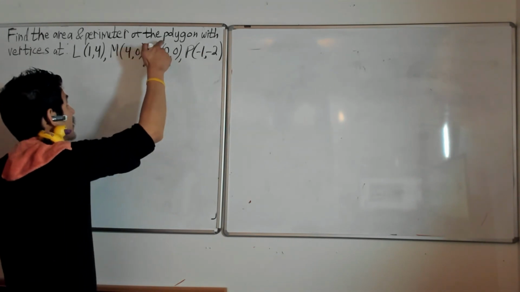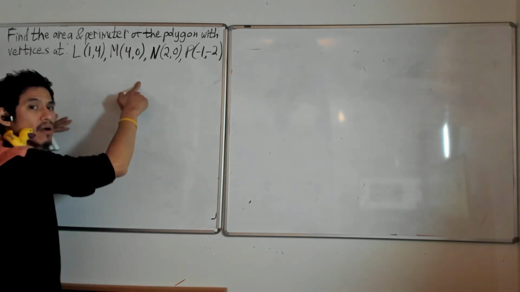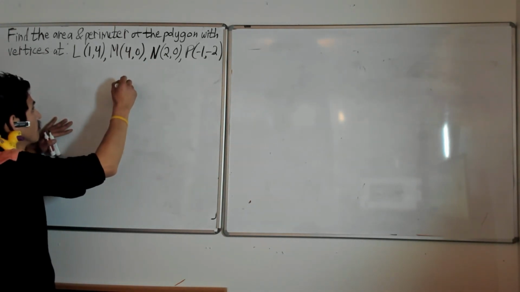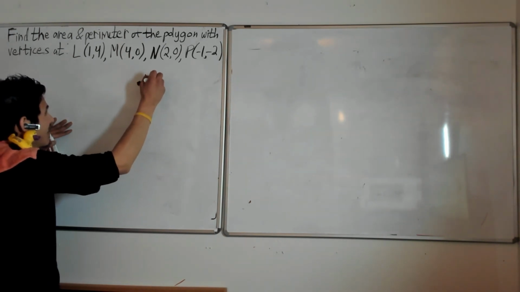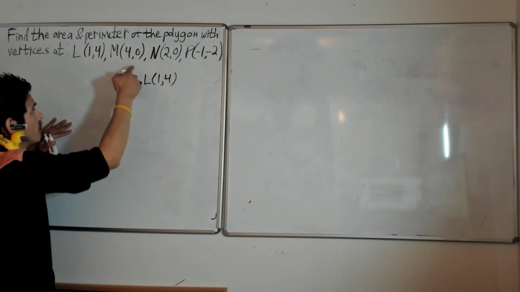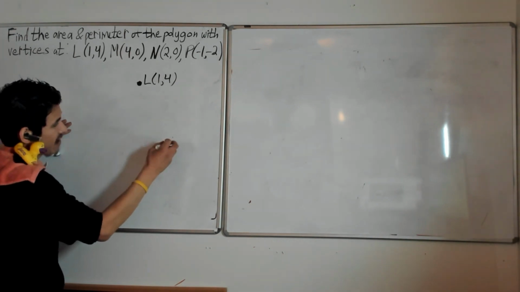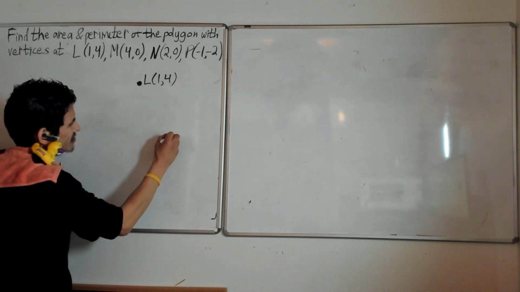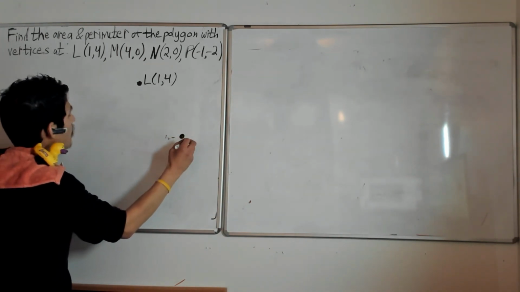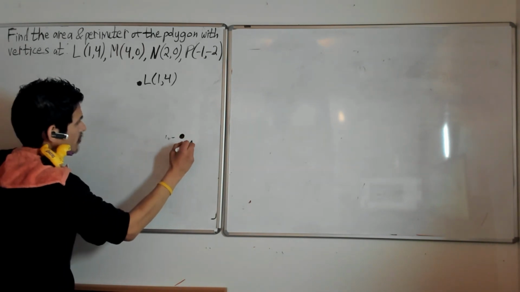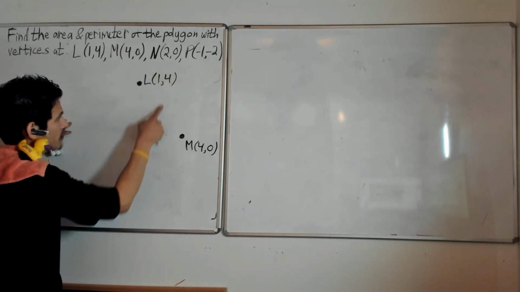and understand it best. So we have the points here at (1, 4), (4, 0), (2, 0), and (-1, -2). So then (1, 4), let's go up here. Let's call this L, (1, 4). Then (4, 0), go to the right and down. Okay, I'll call this M, (4, 0). No, let's go more to the right. That'll be M, (4, 0). And (2, 0), so then it'll be between those two.